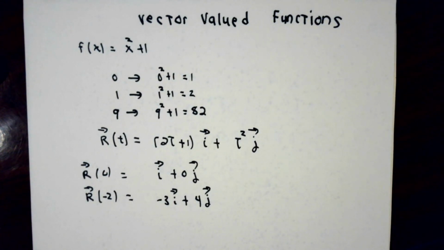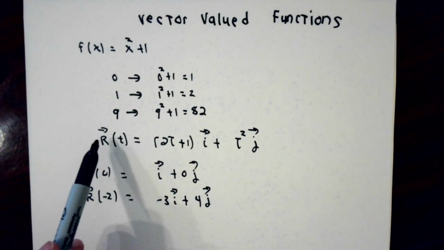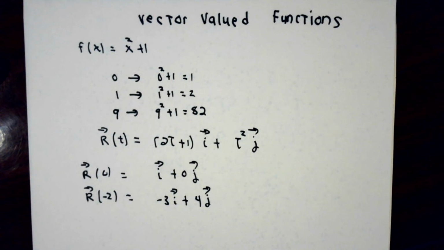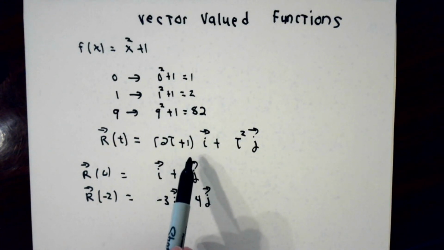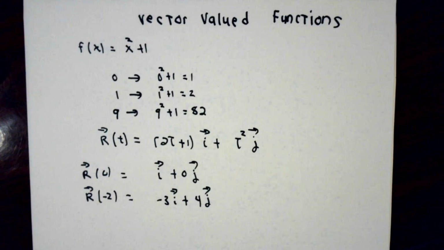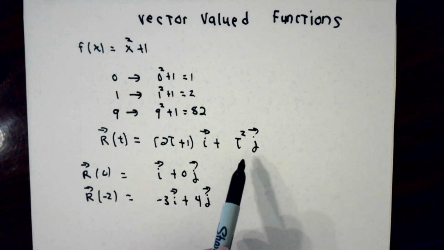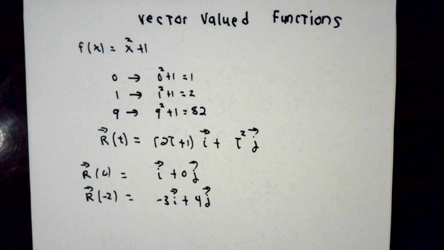These new functions will be indicated by a letter, as we usually do, but we'll put a little arrow above the letter to remind ourselves that the output is a vector. The input, for now, we'll just call t. If I were working a physics problem, the t might very well be time, and this vector might indicate where I'm located. For instance, here, the 2t plus 1 would give me the x-coordinate, and the t squared would give me the y-coordinate that goes with a certain value of t.